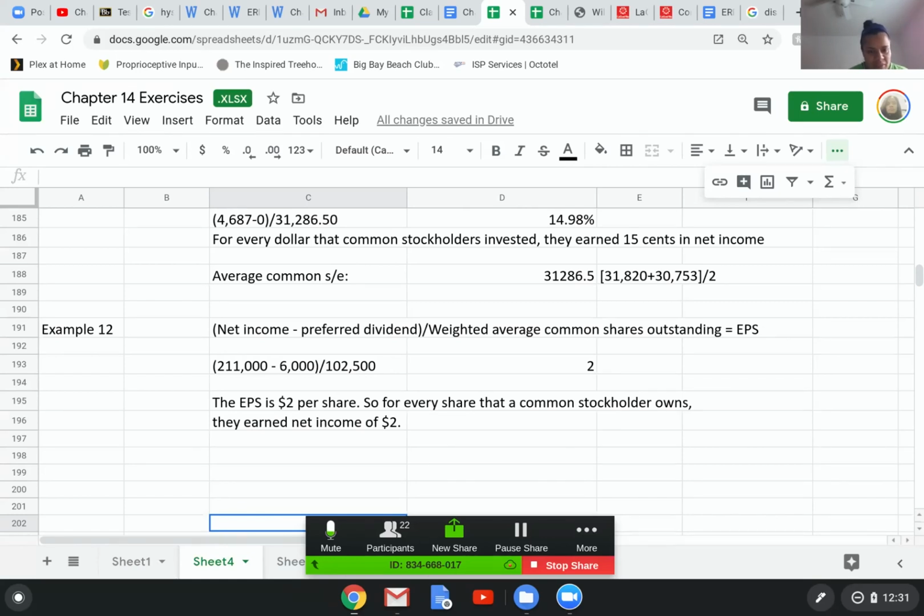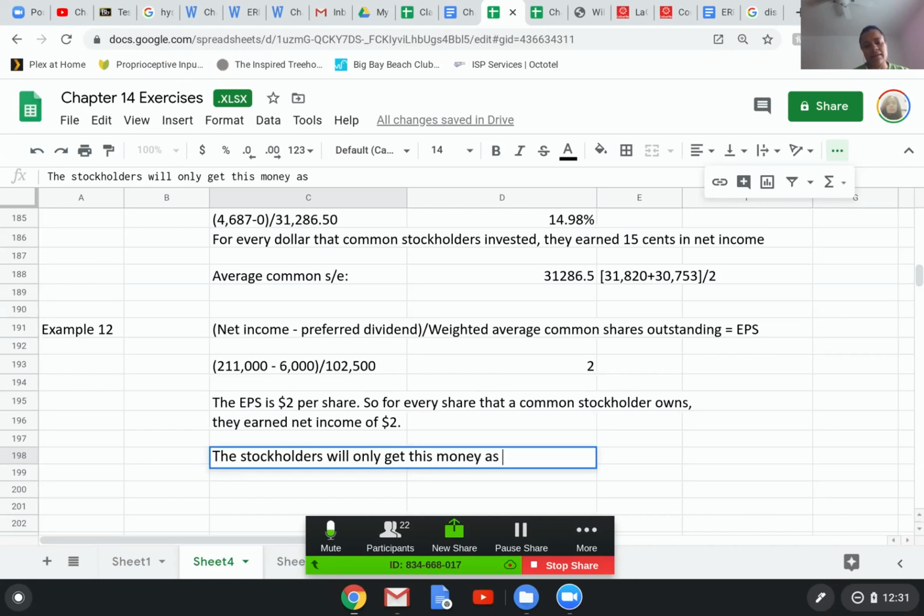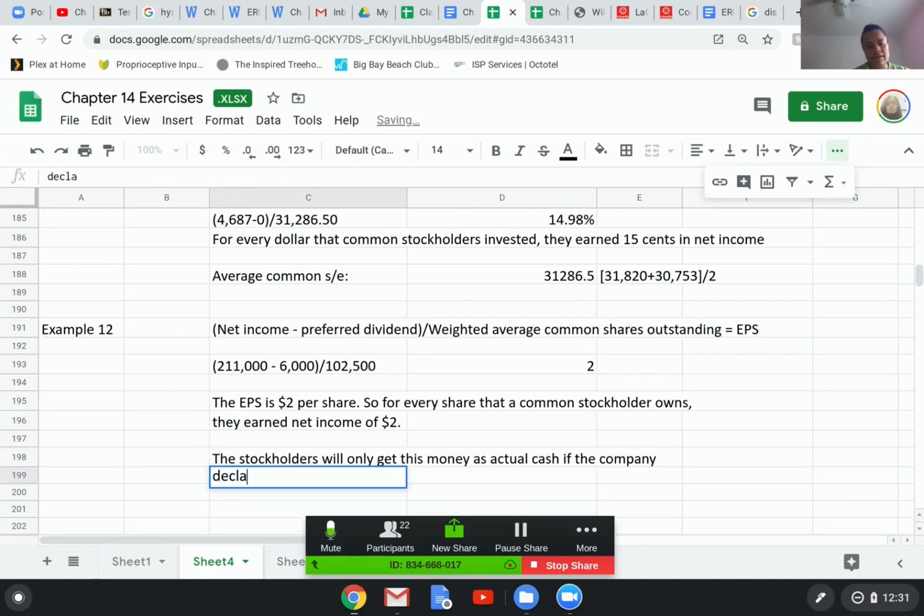But does this mean that they actually get paid out this money? What do you guys think? Will the company actually just pay out all this net income as dividends? Yeah, exactly. Not necessarily. The stockholders will only get this money as actual cash if the company declares and pays a cash dividend.